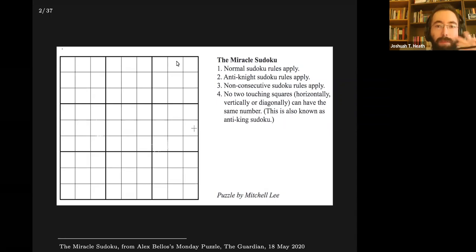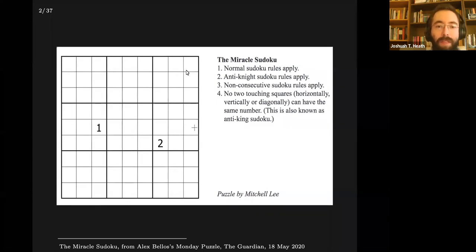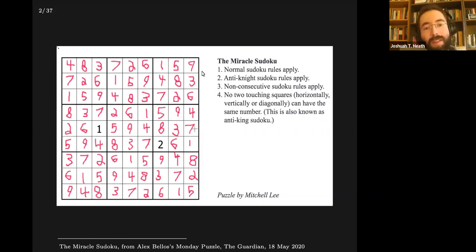Okay? So now I'm going to put in the numbers. Now you need to solve this puzzle. With this 1 and this 2, you can actually solve the entire puzzle, and I believe there's only one solution to it. First of all, notice if I put a 4 here, there is no 4 in a knight's move, there's no 4 in a king's move, and normal Sudoku rules apply, and there's no 3 or 5 here or here.